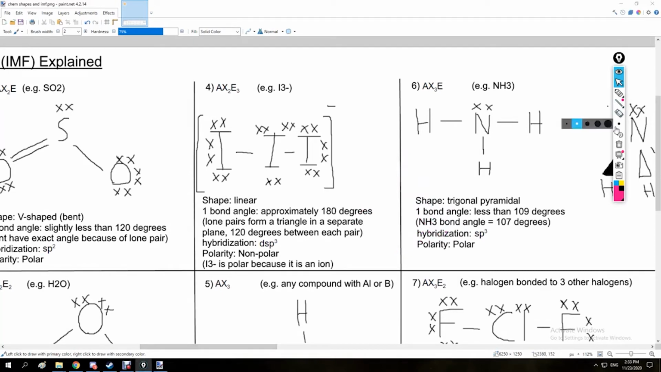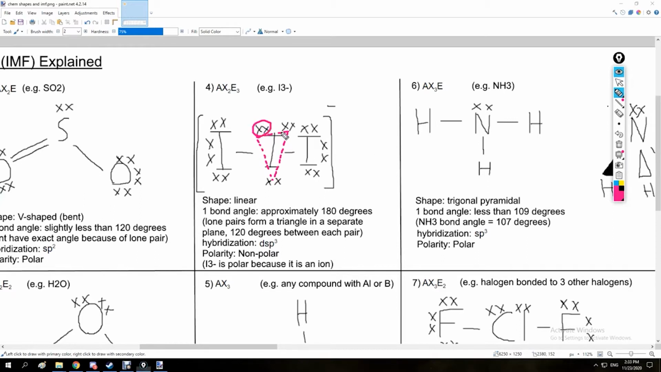Next shape is going to be AX2E3, which is linear. You're going to need to know one bond angle, which is approximately 180 degrees. If you draw the Lewis structure, it's going to look like this. It's a bit hard to represent, but these 3 lone pairs are actually perpendicular to the plane and they form a triangle. So the angle between each lone pair is 120 degrees. And these lone pairs are going to repel the outer atoms in such a way that the angle is approximately equal to 180 degrees. You can't be exactly sure because of the lone pairs.